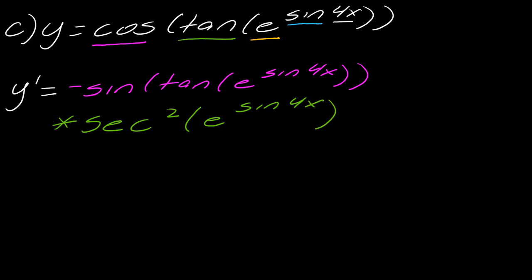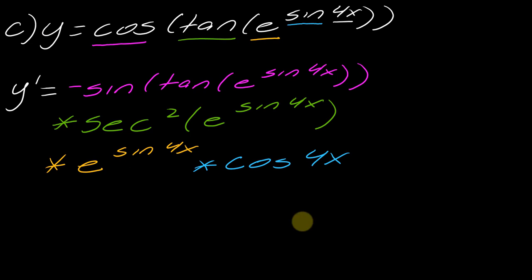Okay, so now we're going to continue to move our way in. So the next one in was e. So e to the x, the derivative of e is just e, right? So I'm just going to write e, and I leave the inside intact. Okay, so that takes care of that derivative. Moving on to the next one. The derivative of sine is cosine. Are you having fun yet? And then finally, last one, the derivative of 4x is 4.